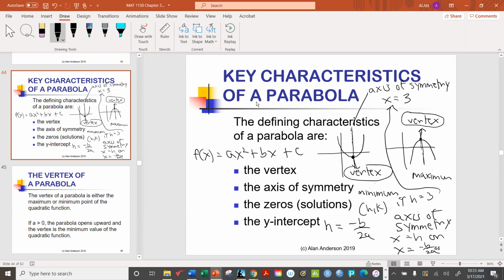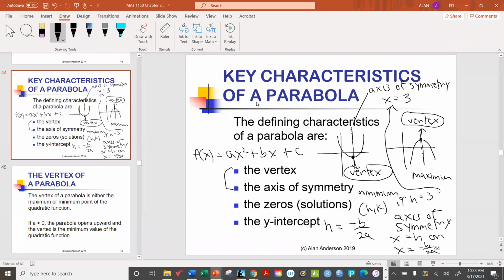These two are directly related to each other because the curve is symmetrical on either side of this vertex. The axis of symmetry is just the straight line that separates the parabola into the two halves, the left side and the right side.